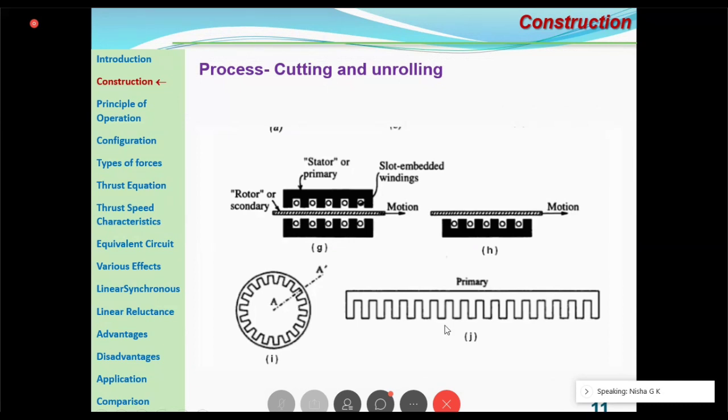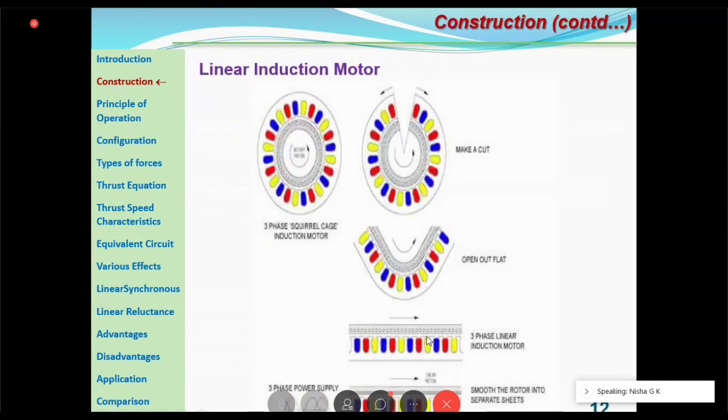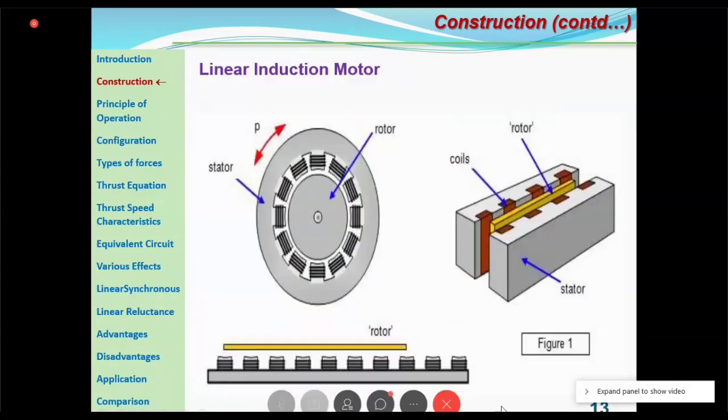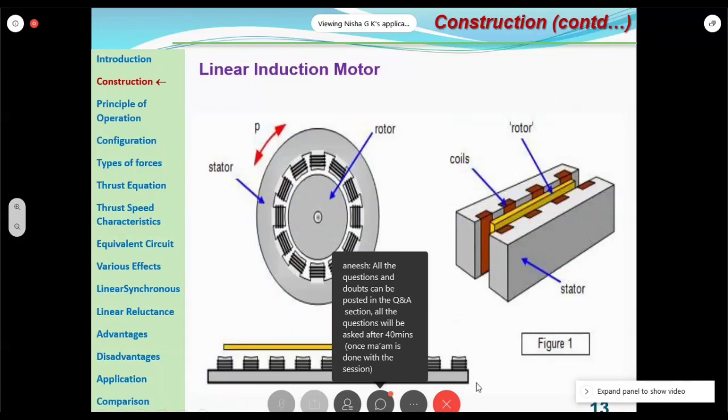And when you are cutting, you are getting the primary, the same as that of the previous one, which is the similar view. So you have a three-phase squirrel cage induction motor, you have to make a cut and then open it out flat, then you will get a three-phase linear induction motor, that is, a smooth rotor will be there. So here you can see the coils, the rotor and the stator part.